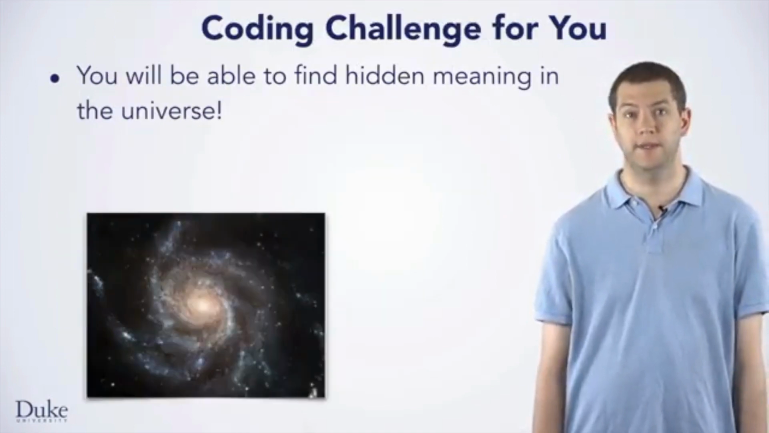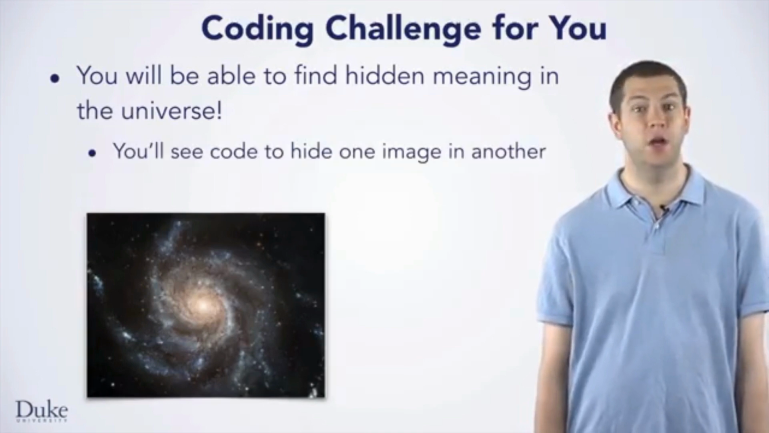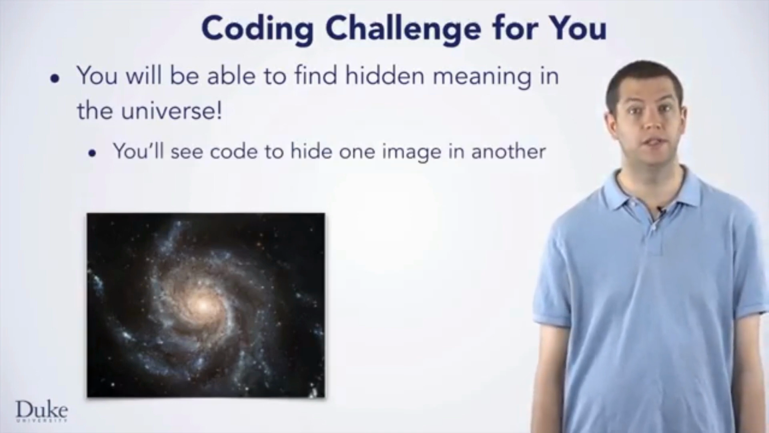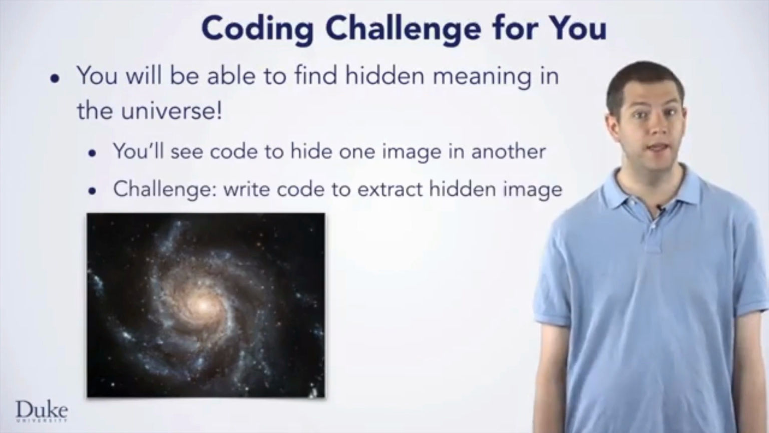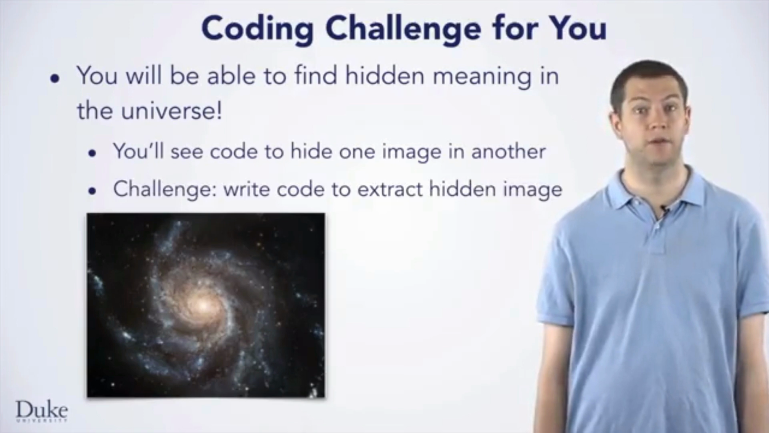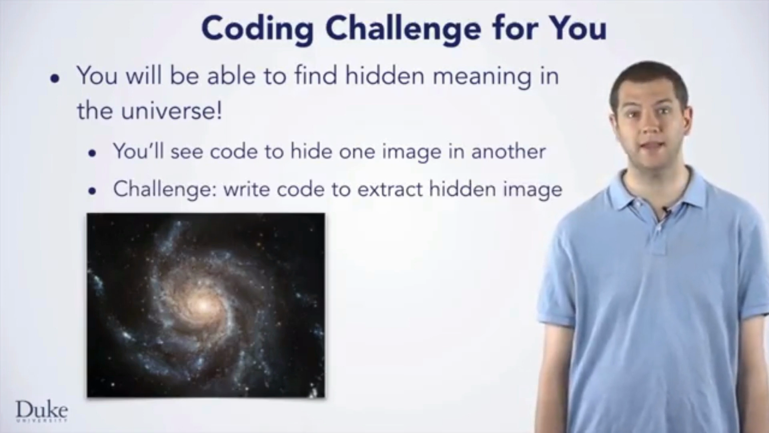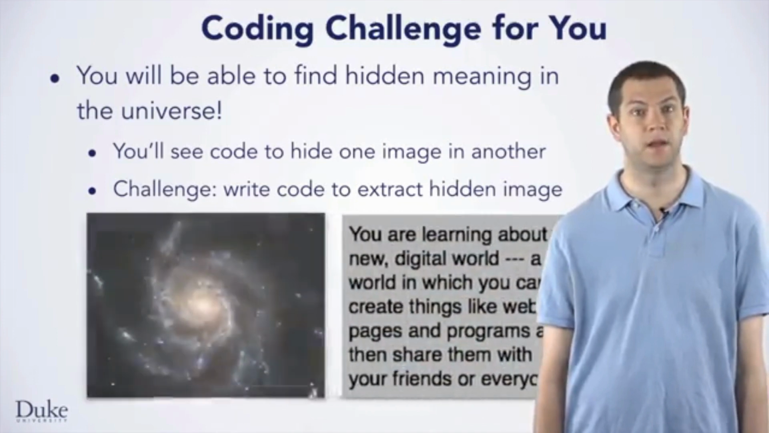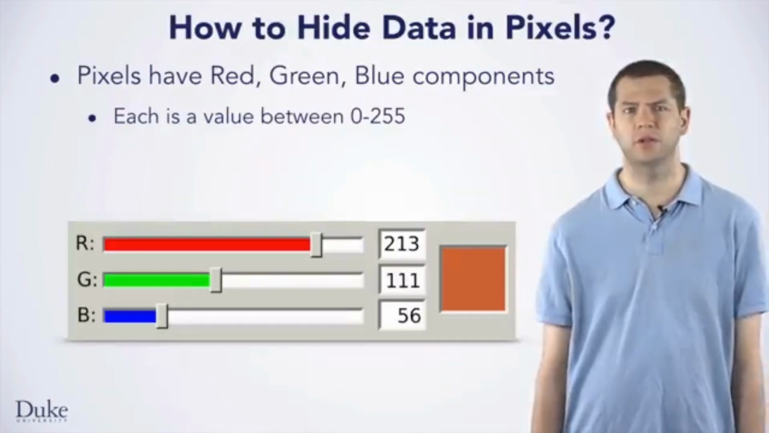When you are finished with this lesson, you'll be able to find hidden meaning in the universe. That is, we're going to walk you through not only the concepts, but also the code to do steganographic hiding. Then you will write the code to extract the hidden message from an image. For example, you could take this picture of a galaxy and extract the message that we hid inside of it. Okay, so how do you actually do this?